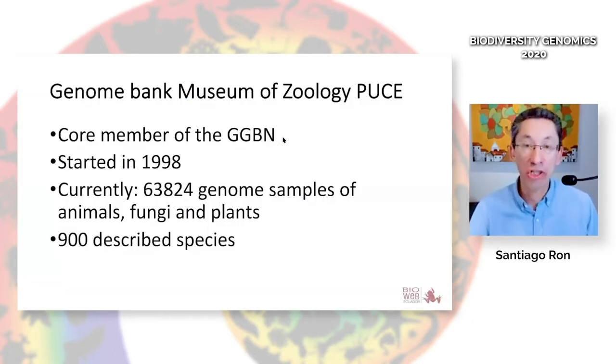Now, our genome bank is an exception to that rule because despite being in a tropical country, it's a large bank. We have been core members of the Global Genome Biodiversity Network for several years. Our genome bank started in 1998, and currently we have over 63,000 genome samples of animals, fungi, and plants. The diversity of our bank includes over 900 described species, but there are many hundreds of species that are undescribed and are part of this bank.